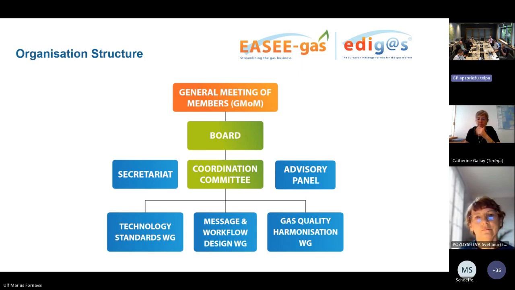As you can see, we have the Technology Standards Working Group, and they care mainly about the protocols, so the way that data is transferred. We have the Gas Quality Harmonization Working Group. I think the name speaks for itself. And we have our Message and Workflow Design Working Group. As I said, it's quite a long term, so we call it the EASEE-gas Working Group. And that's our working group.